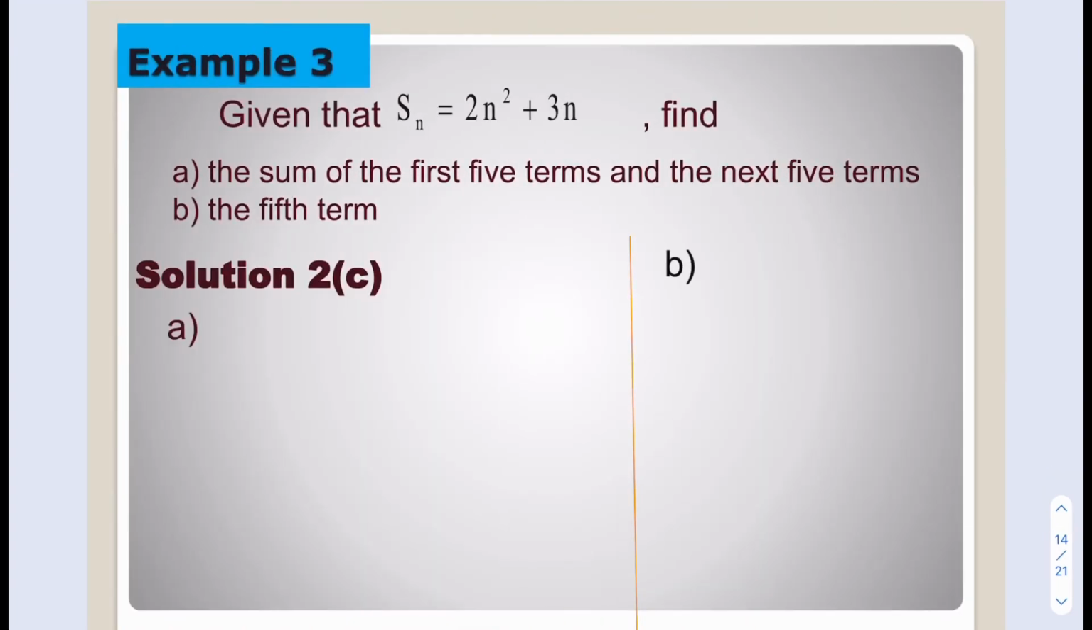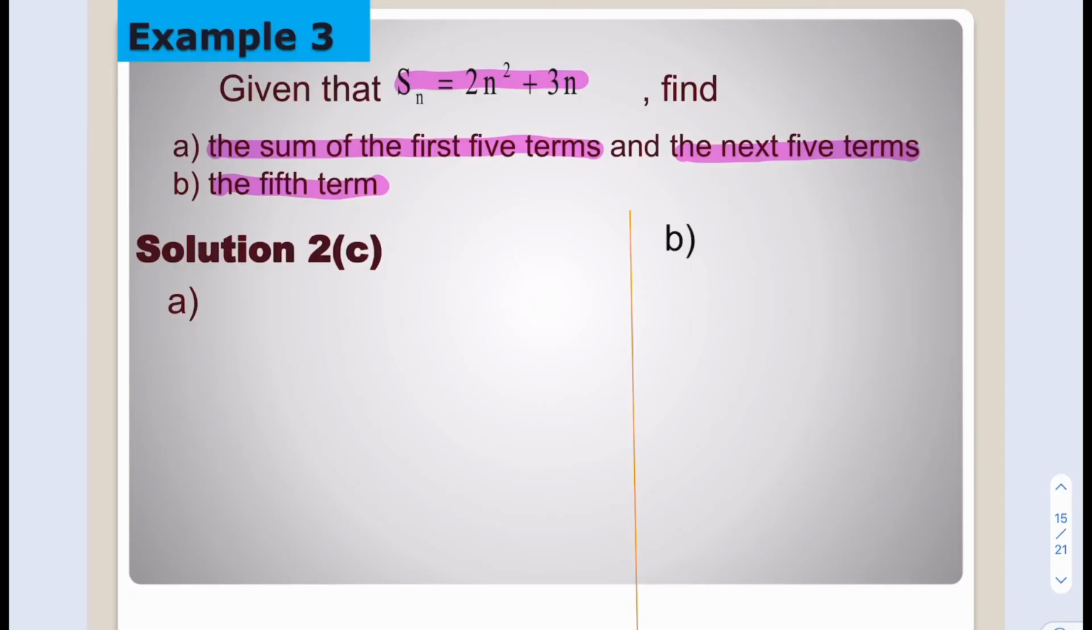Next is example 3. Given that Sn equals to 2n squared plus 3n, find the sum of the first 5 terms and the next 5 terms. B. Find the fifth term. In order to find S5, you just use the given Sn, where S5 equals to 2 multiplied by 5 squared plus 3 multiplied by 5. And if you calculate, you will get 65.